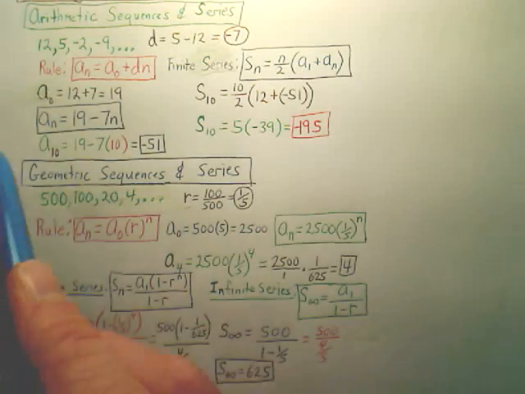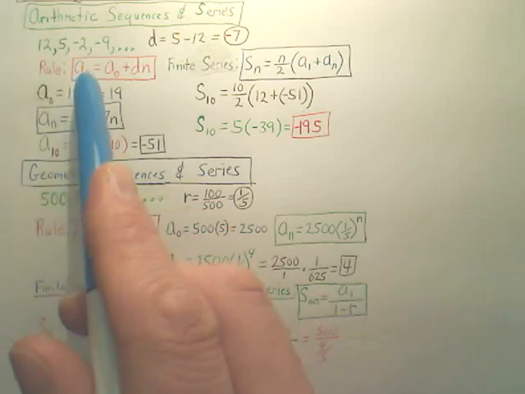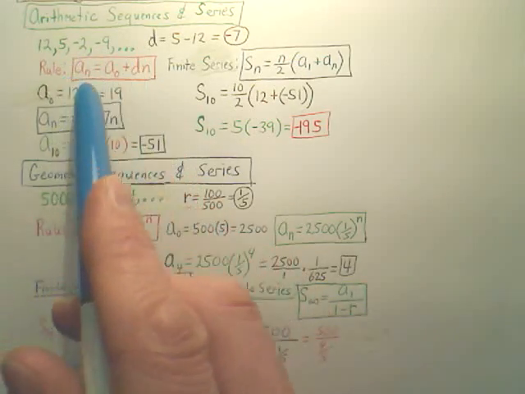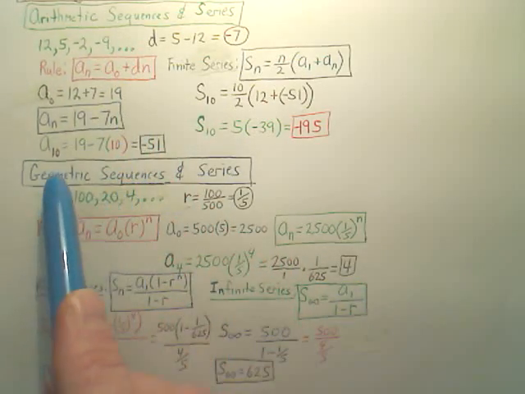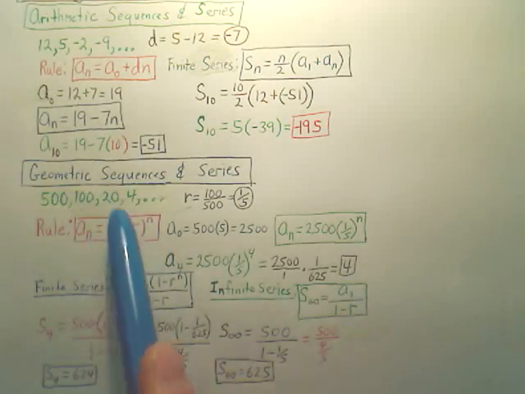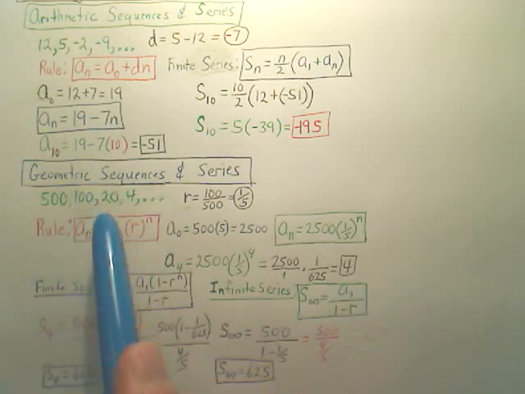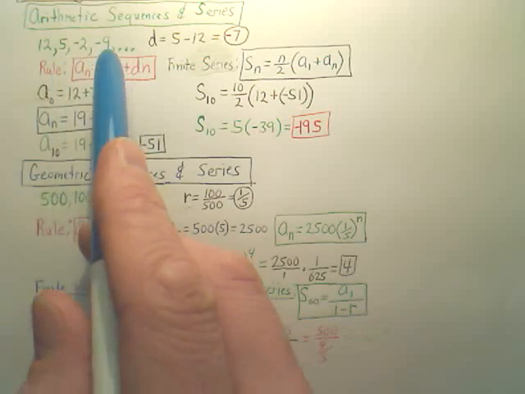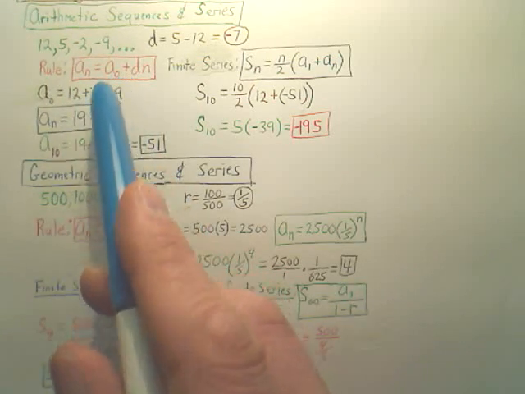Then you have rules for each. For arithmetic you have a rule. This rule generates terms in a sequence. Over here for geometric you have a rule as well. You have different rules for each type. And for instance, if I want the rule here, here's the equation, you just have to memorize it.